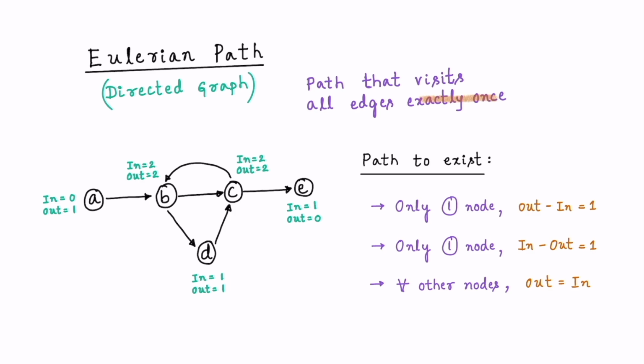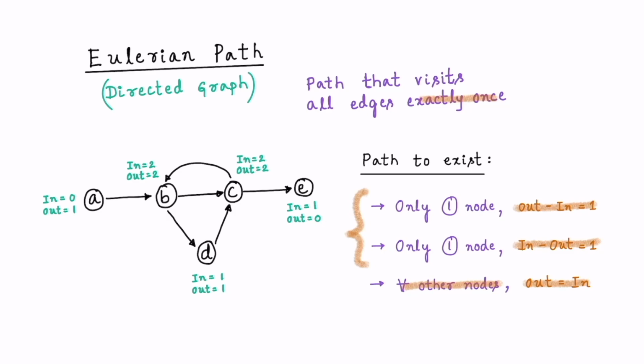The answer is no. For the Eulerian path to exist, these three conditions have to be met, where all the nodes should have the same in degree and out degree except for these two nodes. Out of the remaining two nodes, one of them should have out degree minus in degree equal to 1, and the last node should have in degree minus out degree equal to 1. In this example graph, these nodes have the same in degree and out degree, and there's one node that has out degree minus in degree equal to 1, and there's the last node that has in degree minus out degree equal to 1. So in this graph, there's definitely an Eulerian path.